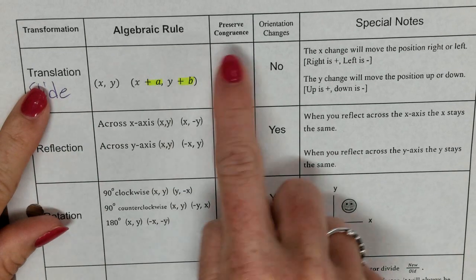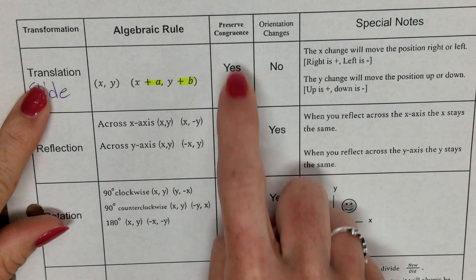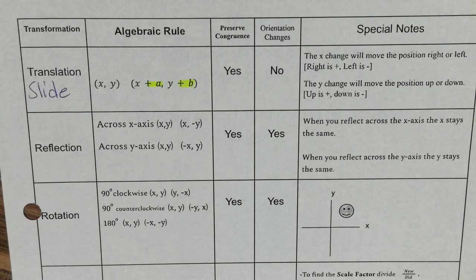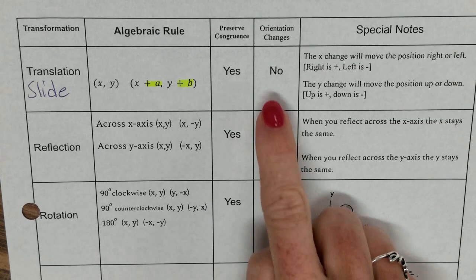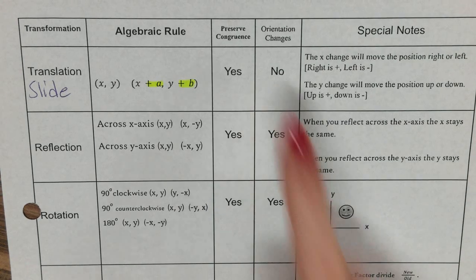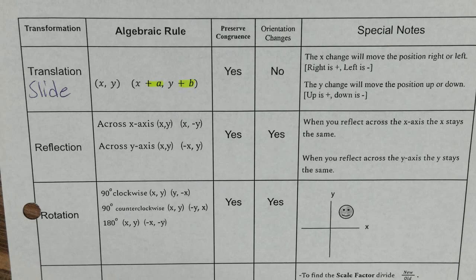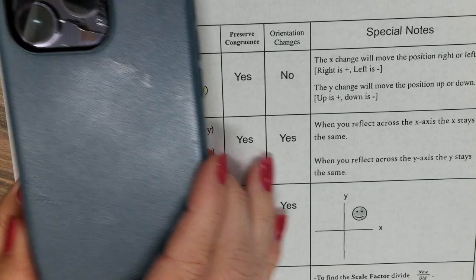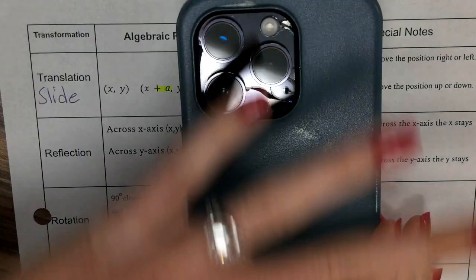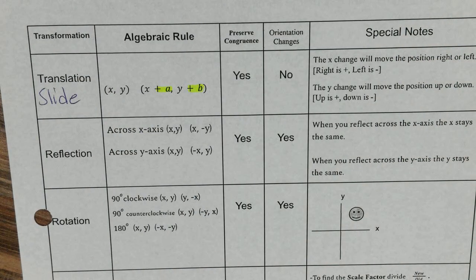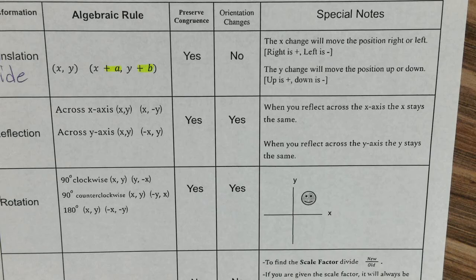Does a translation preserve congruence? Yes. What does that mean? It keeps it the exact same. Same size, same shape, same orientation. Every single thing stays the same. The orientation does not change, meaning your view. All it does, everybody look at my hand, or let's say look at my phone. If I slide it, it's in the same position. Nothing changed. Make sense?